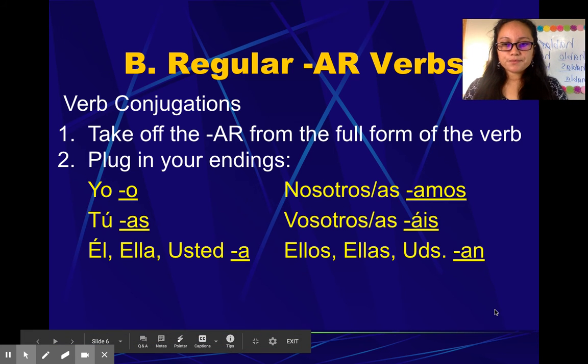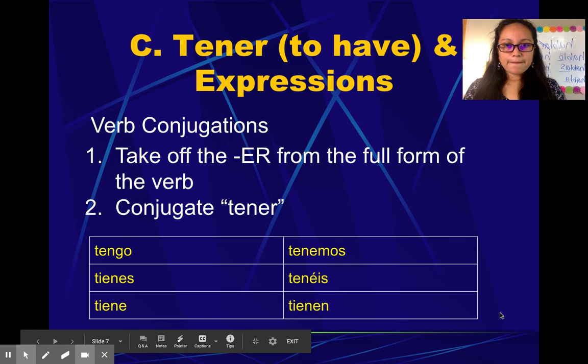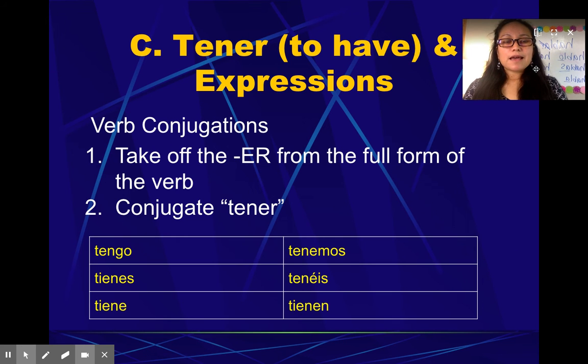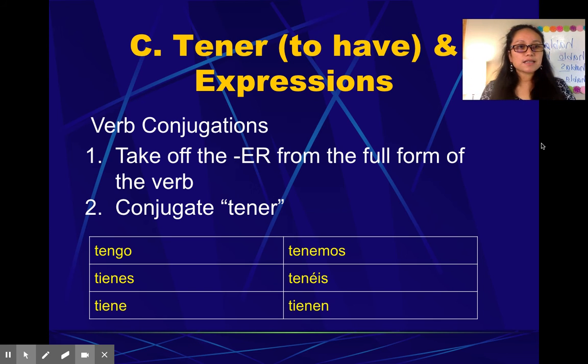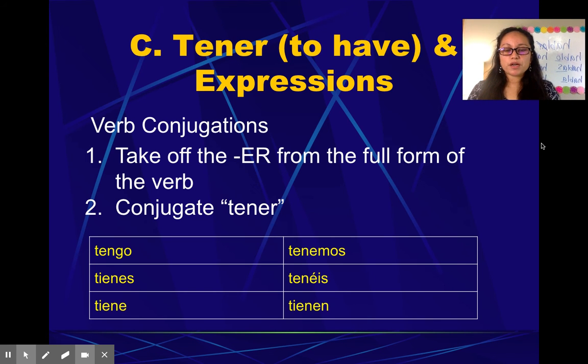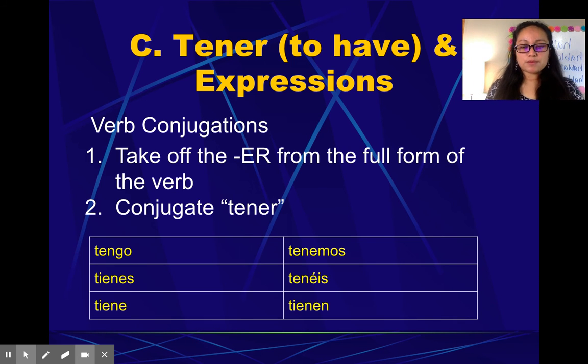Let's keep going to tener, which means to have, and its many expressions. Tener has a lot of expressions, chicos. So we are going to practice with the tener expressions. Tener significa to have, which hopefully you know.